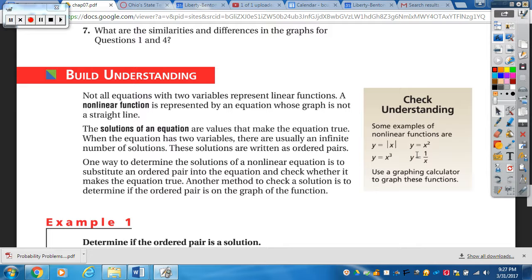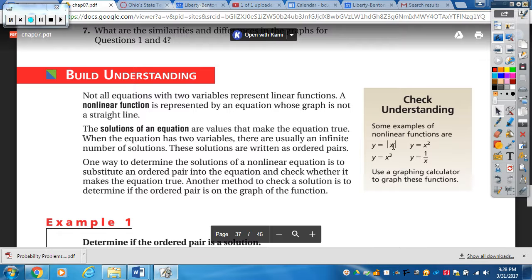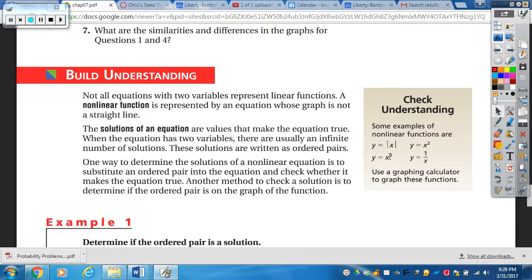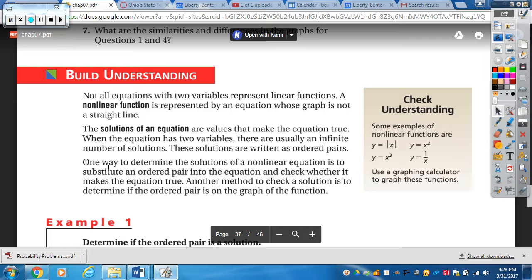But anyways, a nonlinear function is represented by an equation whose graph is not a straight line. It makes sense, right? If it's nonlinear, it's not going to be a straight line. It's going to be a curved line. Is it still called a line if it's curved? Yeah. The solutions of the equation are values that make the equation true. Okay, so they're values that are actually within the equation. When the equation has two variables, there are usually an infinite number of solutions. Because if you plug in one variable here, a number, another one comes out there. Plug in a number here, a different one comes out there. And so there's an infinite number of solutions. For many numbers there's that many solutions.